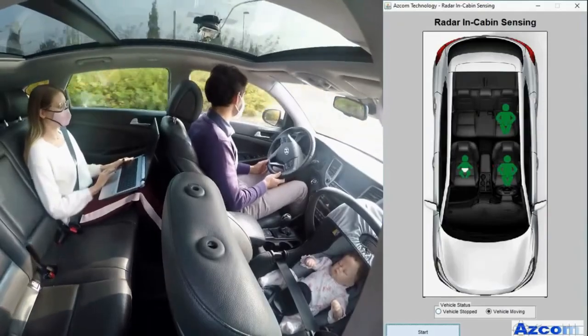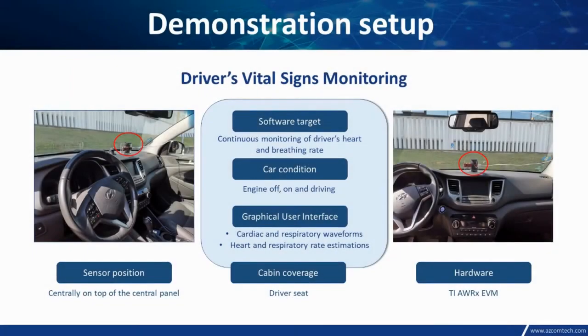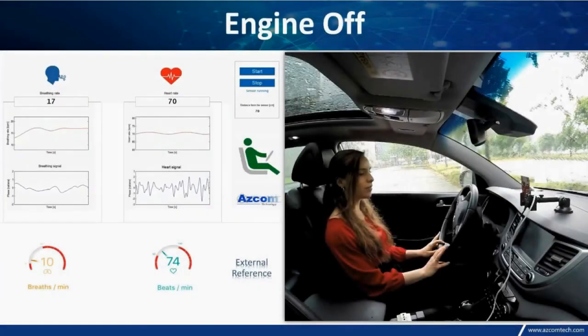Driver's vital signs monitoring is another important feature of our in-cabin monitoring solution. Also in this case, the radar sensor we are currently using is part of the Texas Instruments AWR family and is placed centrally on the top of the central panel in order to perform a contactless monitoring of heartbeat and respiratory rate. The driver is seated in the car.